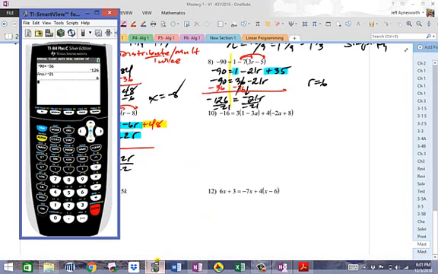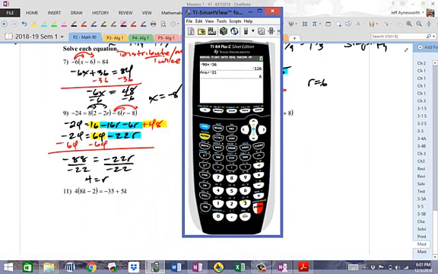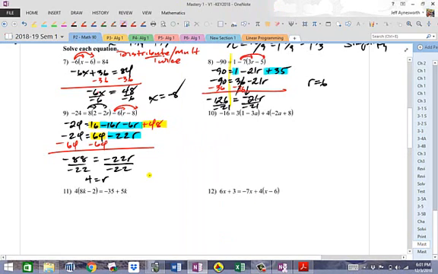Okay? I'll even do it in front of you here. So negative 88 divided by negative 22 gives you 4. That's all there is to it. You just got to get good at it.